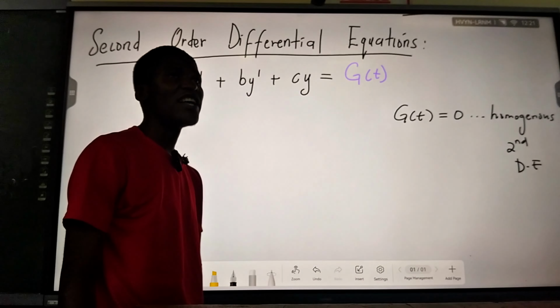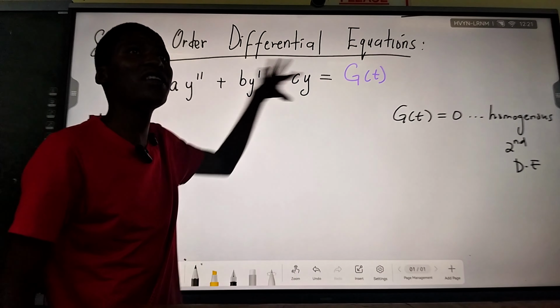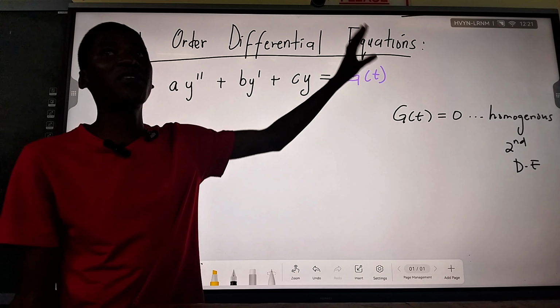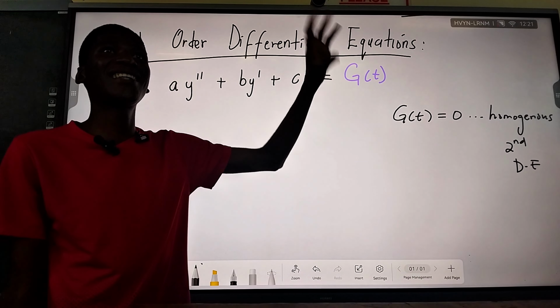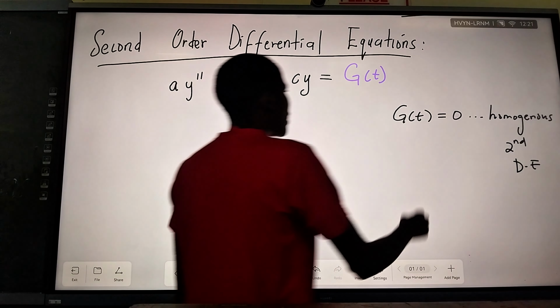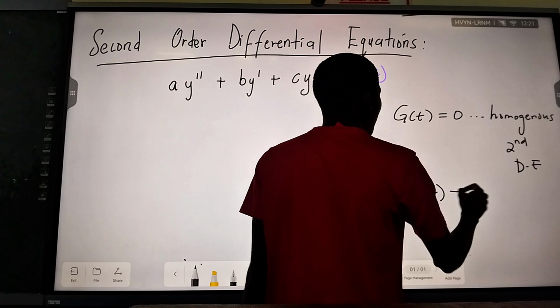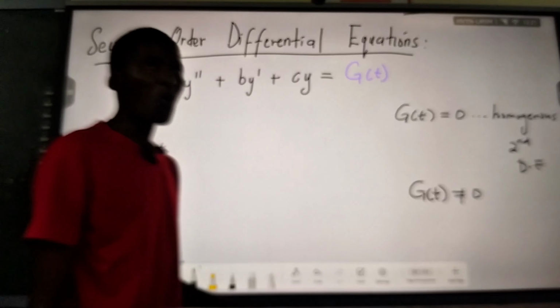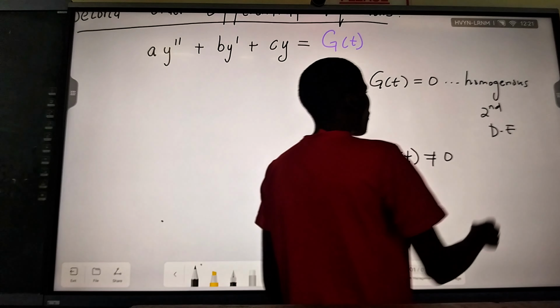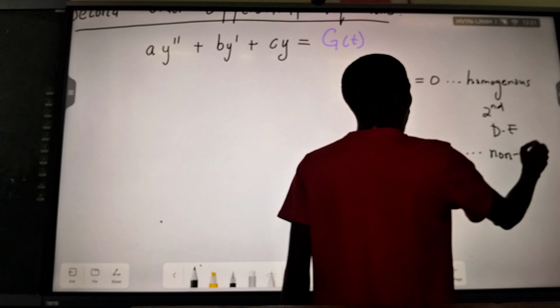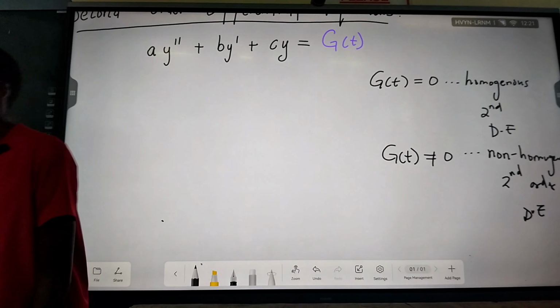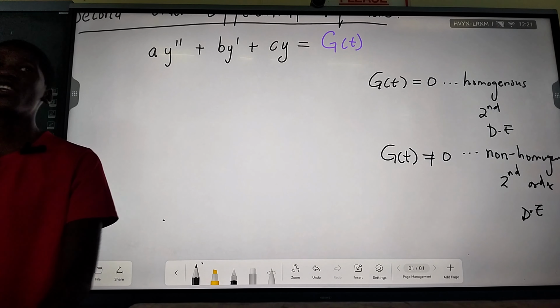So if we see this is equal to 0, the whole second order differential equation is equal to 0, and it is a homogeneous second order differential equation. But if g(t) is any non-zero function of t, then it's a non-homogeneous second order differential equation.